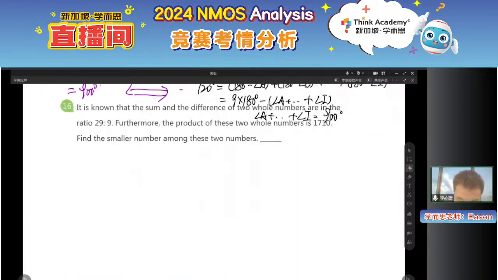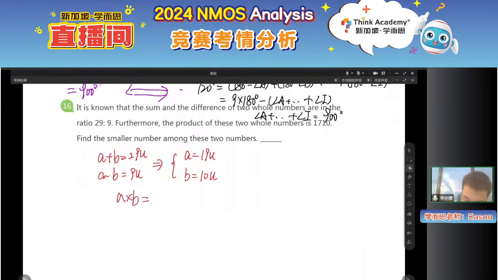Then question 16. The sum and difference of two whole numbers are in the ratio 29 to 9. The product of them is 1710. So A plus B is 29U, A minus B is 9U. So now we can get A equal to 19U, B equal to 10U. So now A times B would be 190U squared equal to 1710. So U squared equal to 9, then U equal to 3. So now the smaller number is 30. Easy question, right?